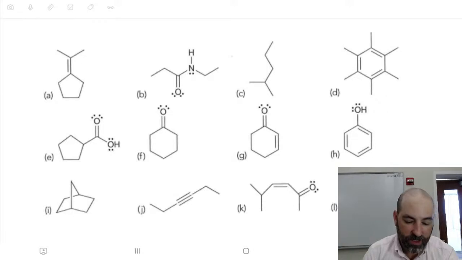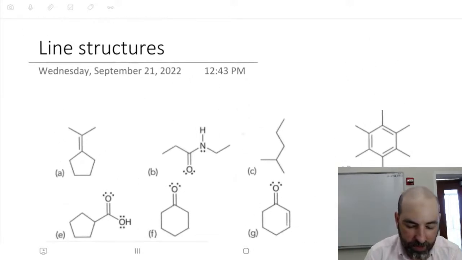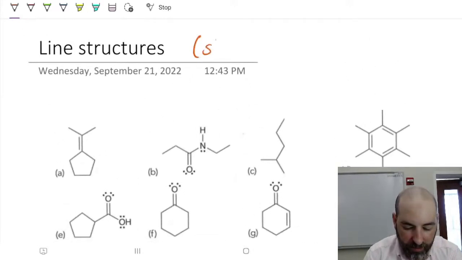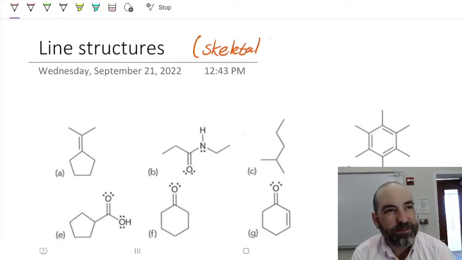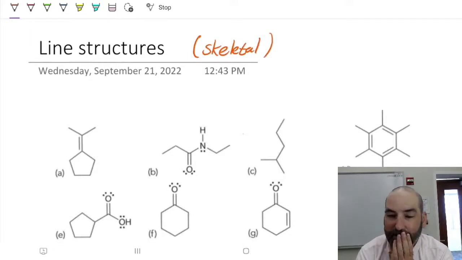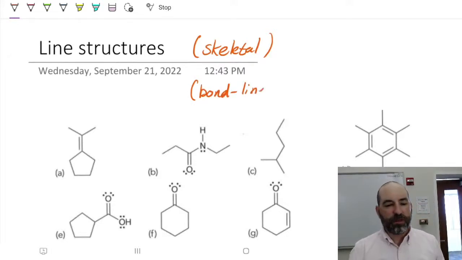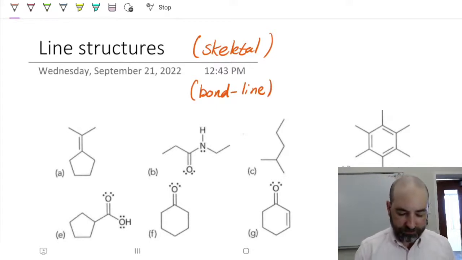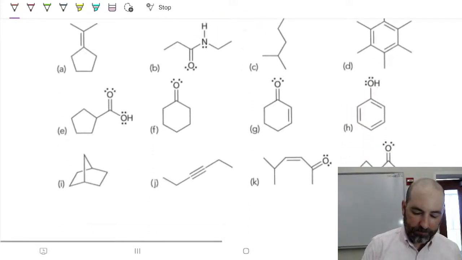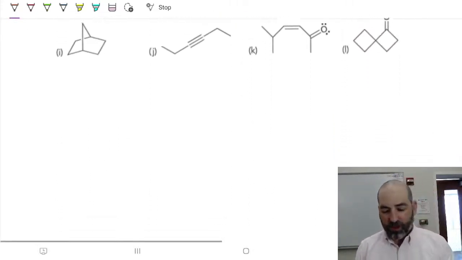So where do these things come from? We should also note that these are sometimes called skeletal structures. I don't remember which words the reference that I gave you uses. Also maybe bond line is another one I've seen. But they all refer to the same thing. I usually just call them line structures.